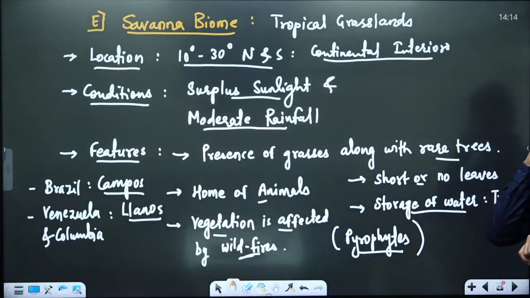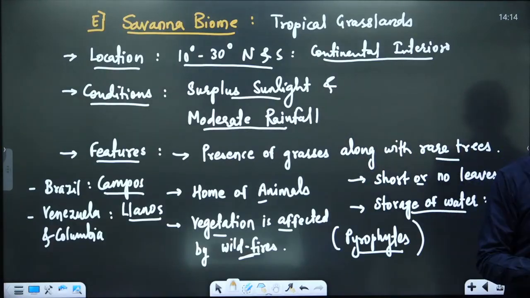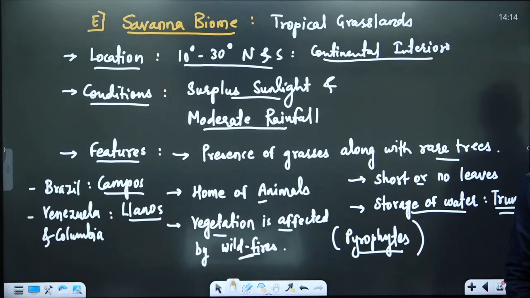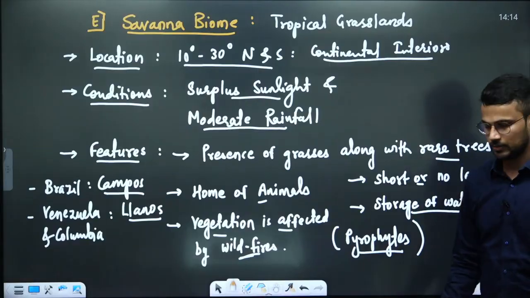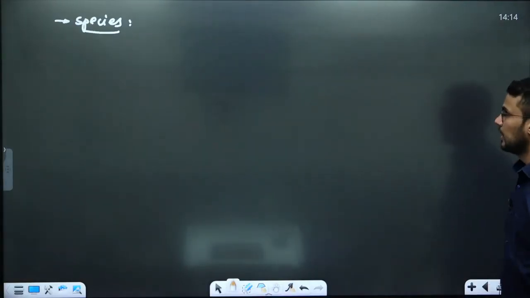And let's discuss the last biome now. Because here also we have presence of grasses. Grasses decompose and the soil becomes acidic. There will be organic matter, so there will be presence of acid. Next now.